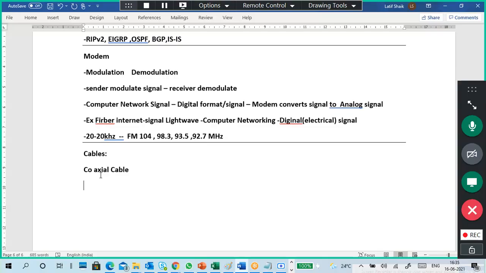Of course, it's one cable we were using initially at the time for sending audio, video, and as well as for data purposes also. But generally we are not using it in a regular internet network.